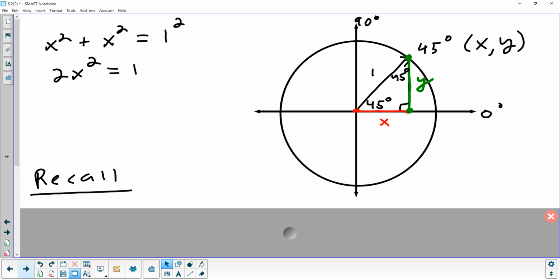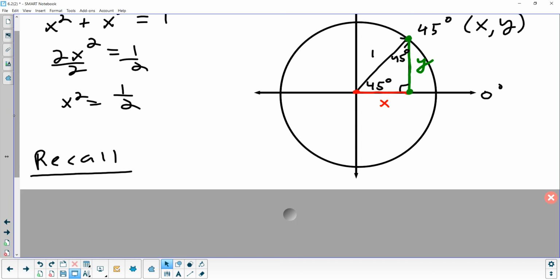2x squared equals 1. Now let's get x by itself. And there's the answer for the length of the sides. All right. Maddie, what will be my next step? Divide by 2. So I get x squared equals a half. And Lindsay, my last step to get x alone. Take the square root. And when you take the square root of a fraction, just do the top and the bottom separate. So x equals square root of 1 over square root of 2.